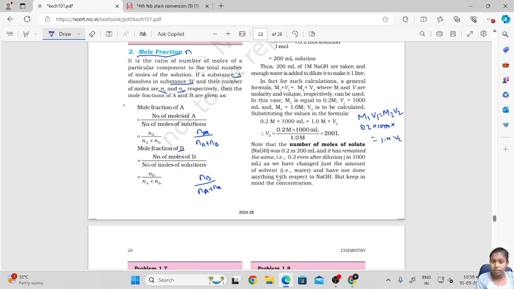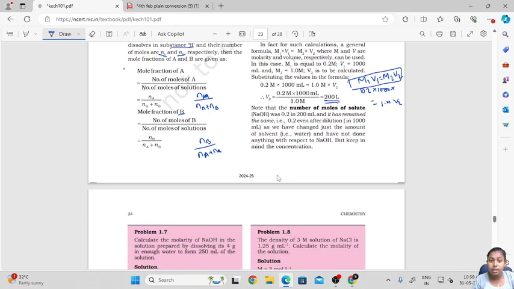So we have to cross multiply and we get the answer, which is 200 ml. Here we commonly use this formula, that is M1 V1 equals M2 V2. Note that the number of moles of solute NaOH was 0.2 mole in 200 ml and it has remained the same, that is 0.2, even after dilution in 1000 ml, as we have changed just the amount of solvent and have not done anything with respect to NaOH, but keep in mind the concentration.